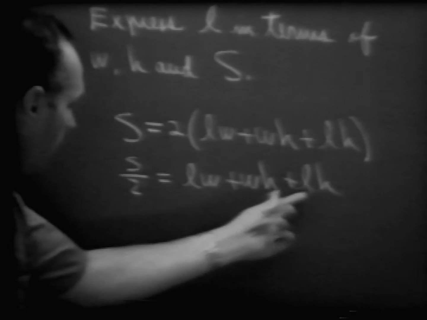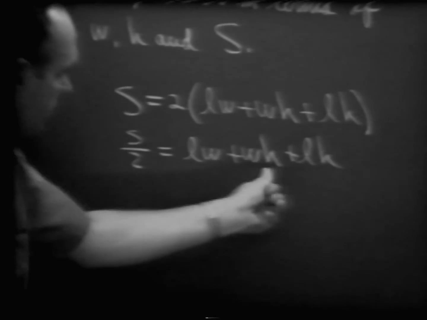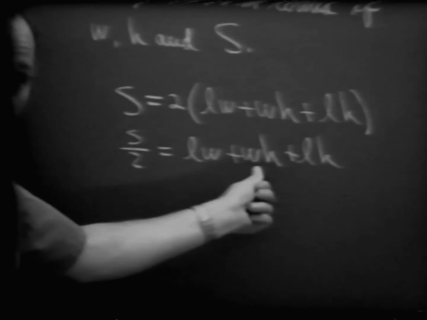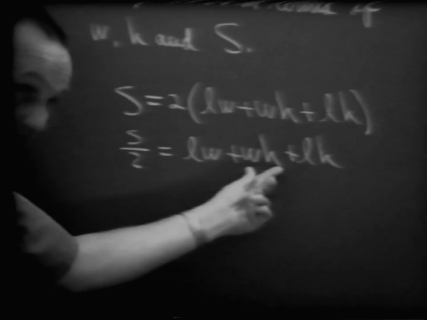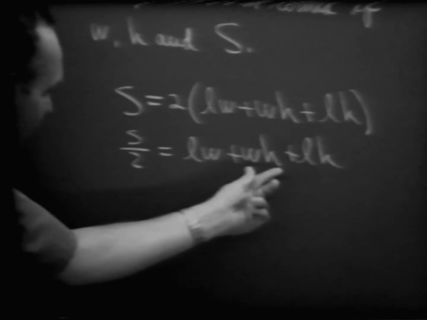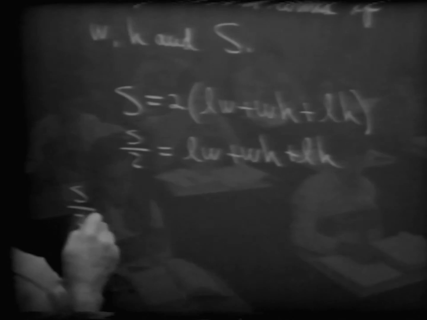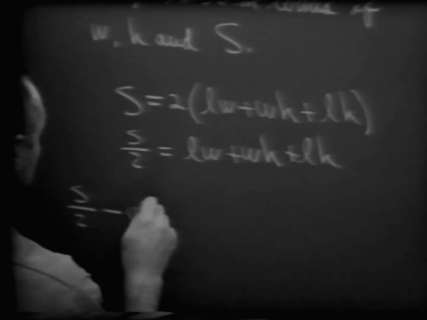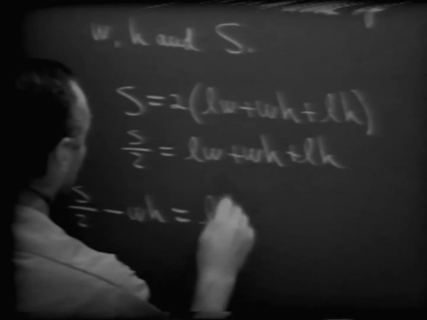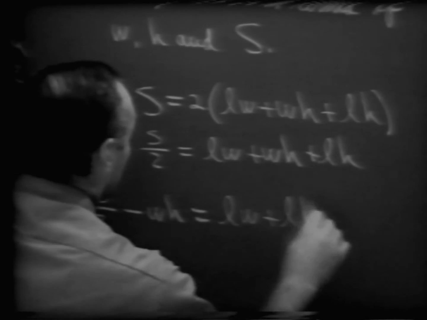Is that right? So you look at these 3 terms on the right-hand side and you say, well, this term here does not contain an L, so we can get rid of it. And in order for us to get rid of it, what are we doing here? We're adding. We want to undo that addition. Todd says subtract it. All right, let's subtract it. Now there's still our S over 2 minus WH equals LW plus LH.